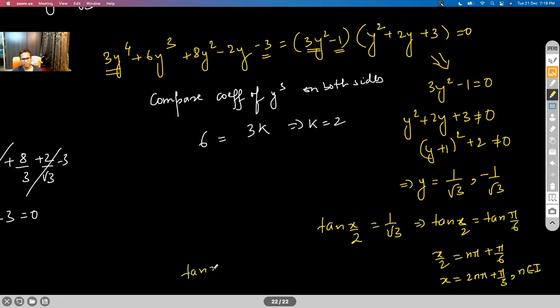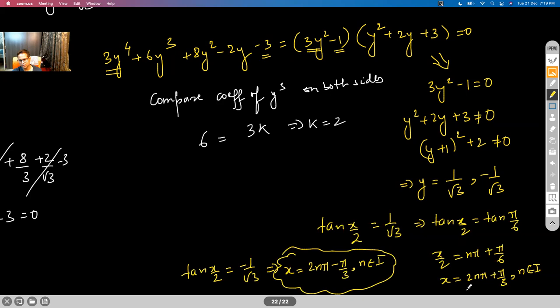Next, tan x by 2 is equal to minus 1 by root 3. So without much waste of time, I will write it as 2n pi minus pi by 3. Correct me if I'm wrong. Okay, so these two are your solution to this question. Is it fine? Any questions, any concerns?